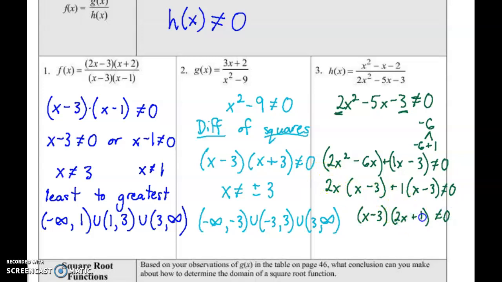Now remember, multiplication is commutative, so you may have learned putting x minus 3 over here and 2x plus 1 in front. But the point I'm trying to get at, and I'm trying to hurry because I'm almost out of time with my timer, double check my math, least to greatest.